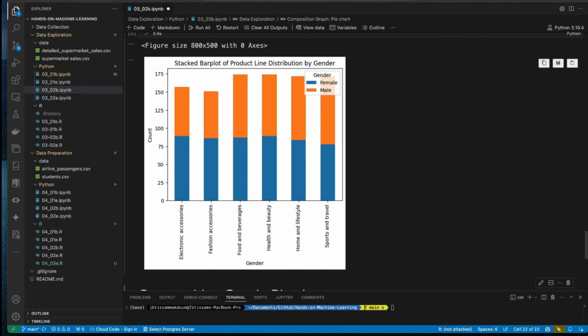We can clearly see that female customers tend to purchase more electronic accessories, fashion accessories, food and beverages, and home and lifestyle products. Male customers tend to purchase more health and beauty and sports and travel products. Electronic accessories are the most popular product line among both genders. Fashion accessories are the least popular product line among both genders.